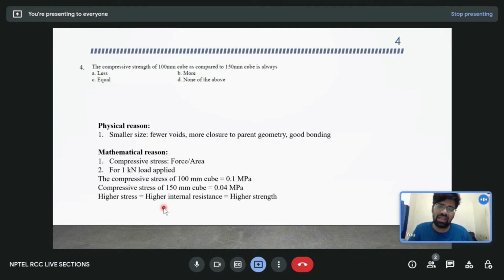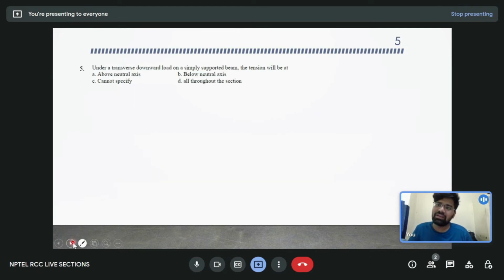So we know that high stress means it has a high internal resistance, which means it has higher strength. So from both of these reasons, what we understand is that the 100 cube will have more strength as compared to the 150 cube. Now let's look at the other question.